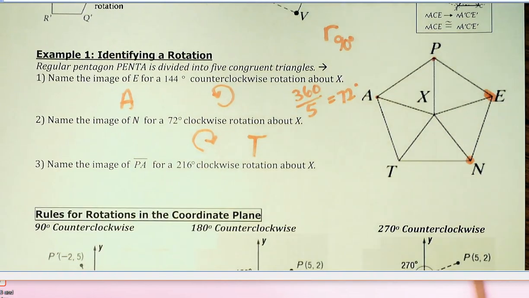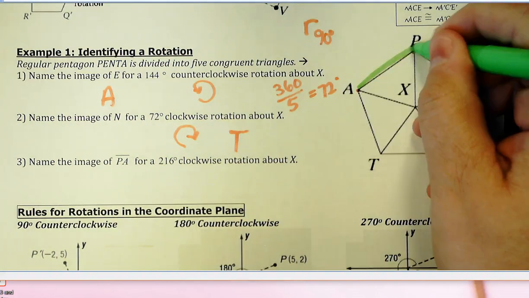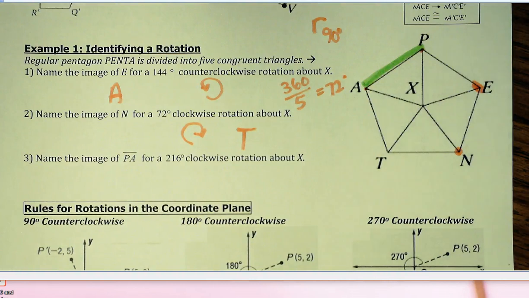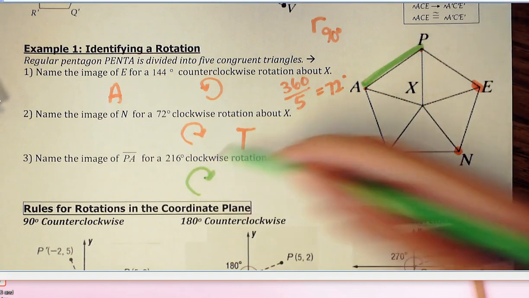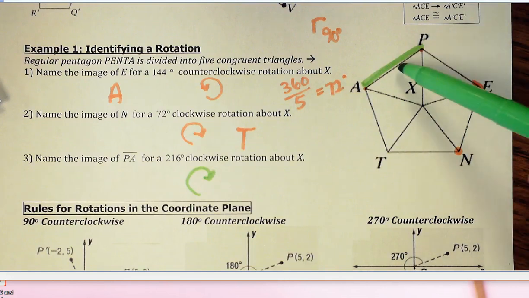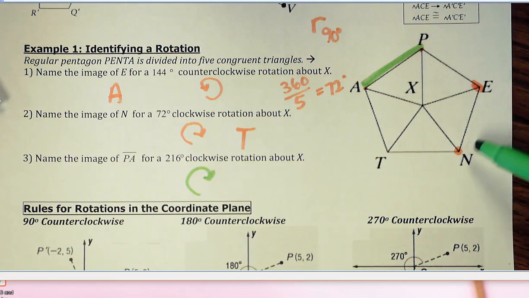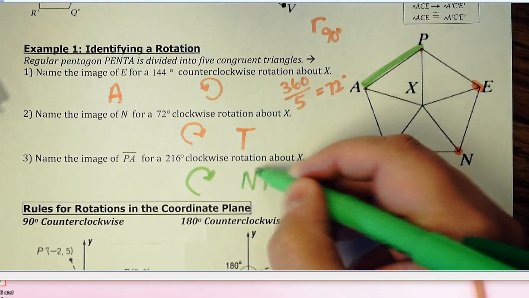And this last one's actually going to have us rotate an entire line segment. So here's PA. And this says 216 degrees. So if you grab your calculator just to check, 72 plus 72 is 144, plus 72 is going to give you 216. So I'm going to take this whole thing and rotate it, in this case, clockwise, 3 angles. So PE would be 72, EN would be 144, and then NT would end up being the total for 216. So NT would be the new segment there.